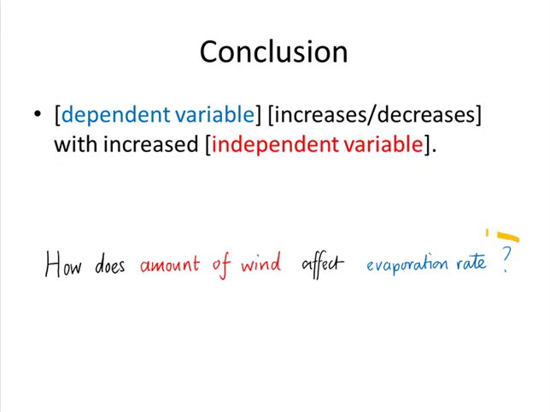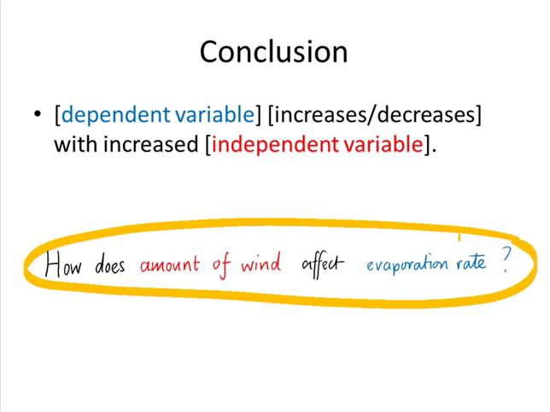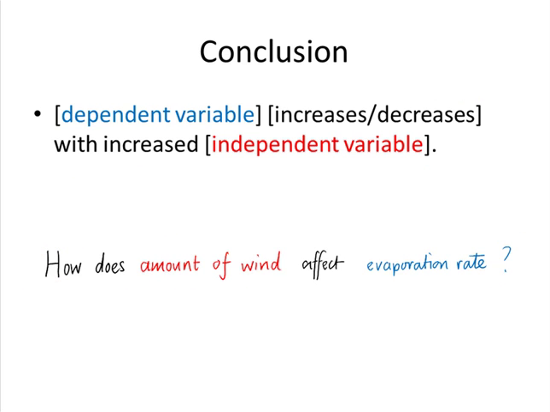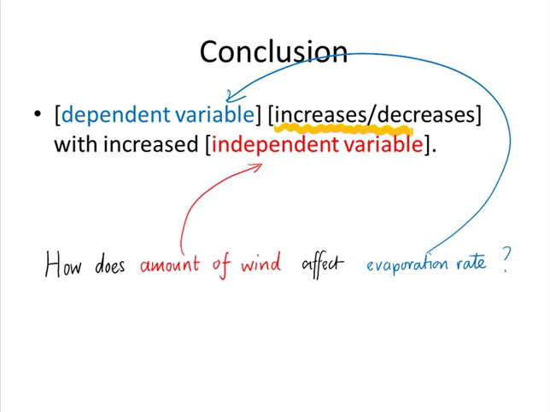The question was, how does amount of wind affect evaporation rate? Can you see that evaporation rate can fit into that gap there? Amount of wind into that gap, and then we just need to choose. Is it increase or decrease? Is it evaporation rate increases with increased amount of wind or decreases?